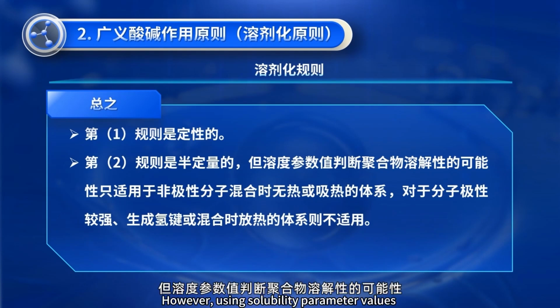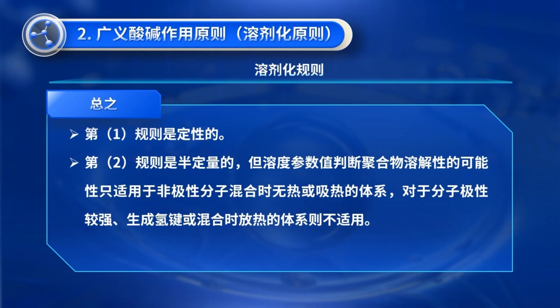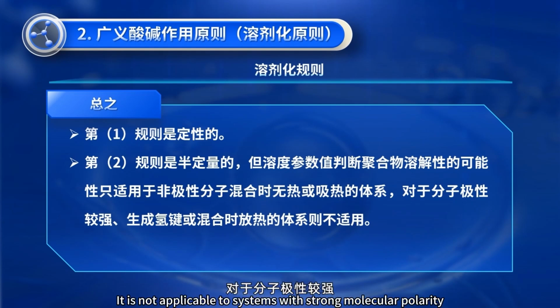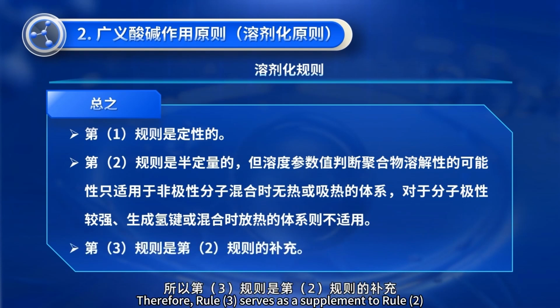However, using solubility parameter values to determine the solubility of polymers is applicable only to nonpolar molecular mixtures with no heat exchange or slight endothermic behavior. It is not applicable to systems with strong molecular polarity, hydrogen bonding, or exothermic mixing. Therefore, Rule 3 serves as a supplement to Rule 2.